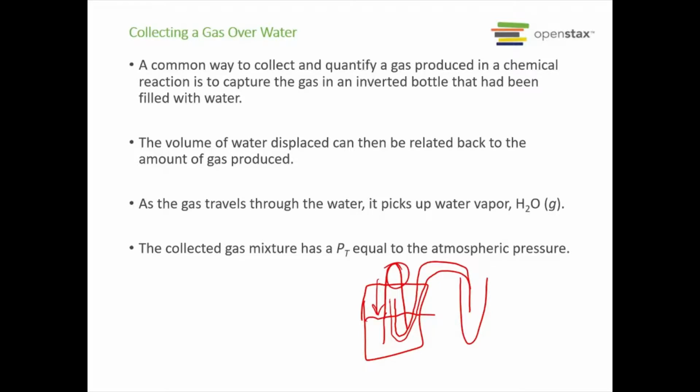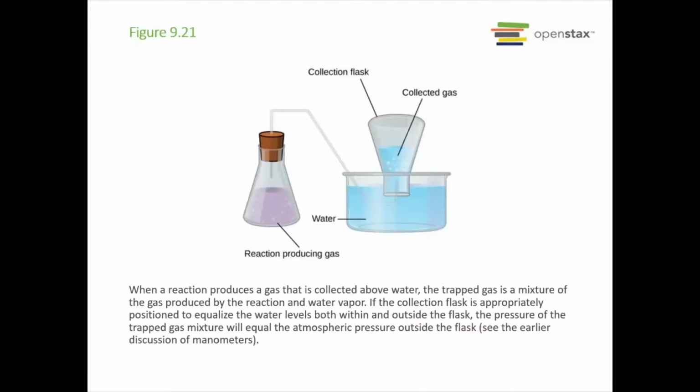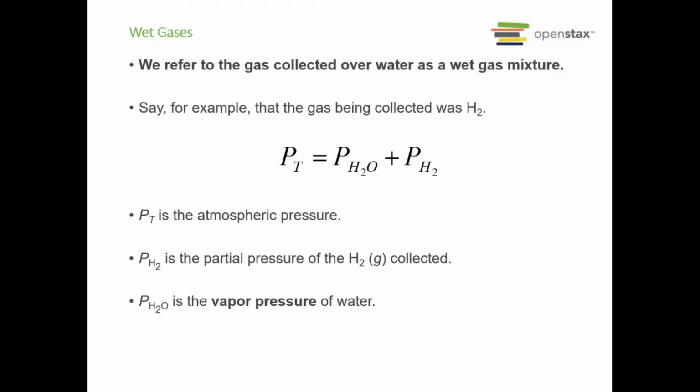But what's happening though is as the gas is going through the water, it's grabbing water vapor. And so the total pressure of the gas mixture is equal to the atmospheric pressure. So this is again what it looks like, a lot better than I drew it. So your total pressure of the system is equal to the partial pressure of water vapor plus the pressure of whatever your gas is. So for instance, if it's hydrogen gas, PT is atmospheric pressure, and then you have your partial pressures of the water vapor and the hydrogen.